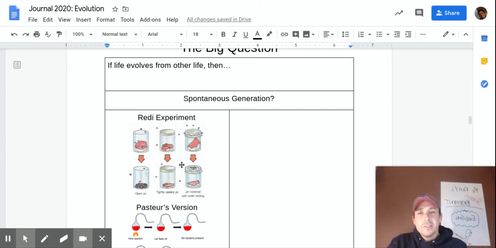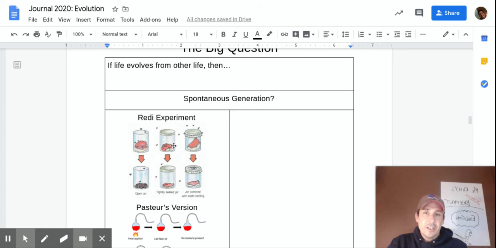So what he deduced from this is that the maggots themselves actually came from the flies that were coming in contact with the meat. And that's something that we do know today, that maggots are the larval stage of flies. They're baby flies that have hatched. So in the open jar, the flies were able to fly in, lay their eggs in the meat, and then the maggots would hatch in the meat and eat it.